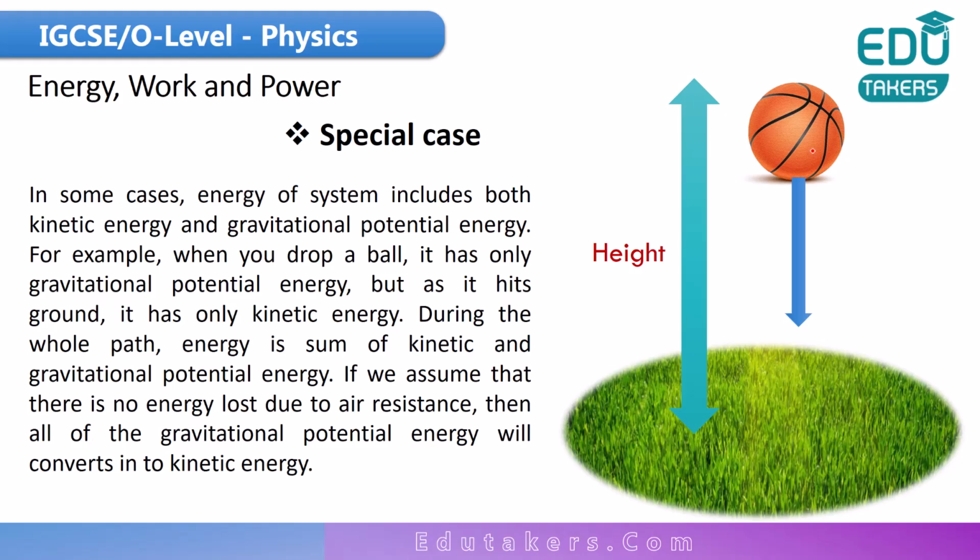Initially, when it is at some height, it has only gravitational potential energy. But when the ball is moving towards the ground, it has kinetic energy. But the height is decreasing. With the decrease in the height of that ball, the gravitational potential energy decreases. I can simply say that when the ball is moving towards the ground, the gravitational potential energy decreases but the kinetic energy increases.